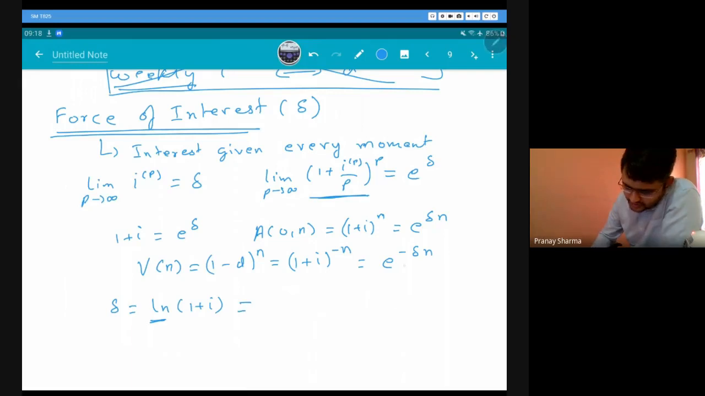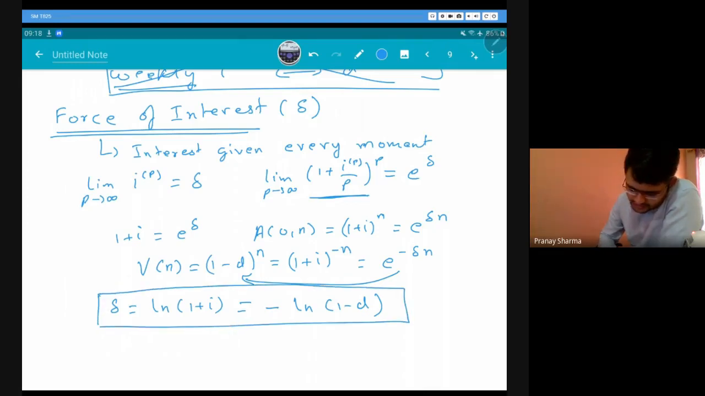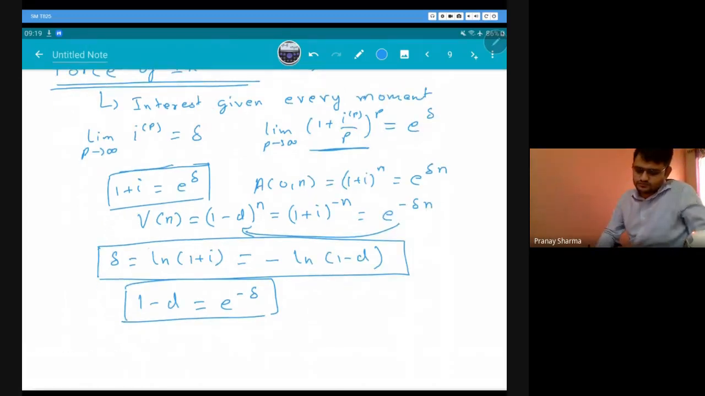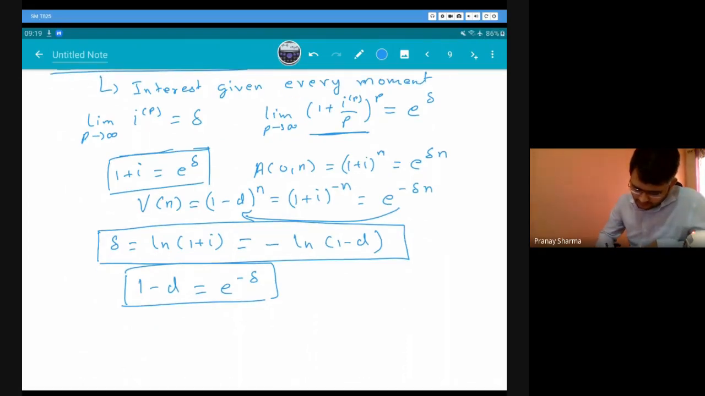And I can also do that conversion here as well, and I'll get minus log of 1 minus d. So this becomes our formula, and I can say 1 minus d will be equal to e raised to minus delta. So first of all, if I have i equal to 10%, what will be our delta?